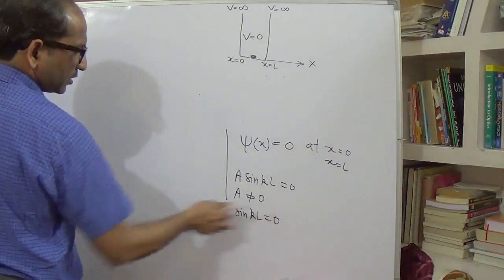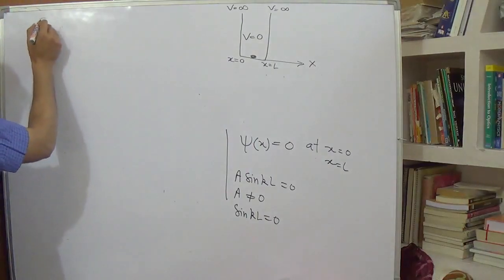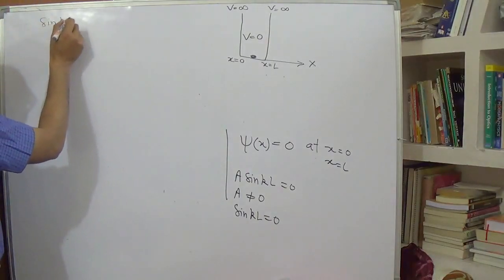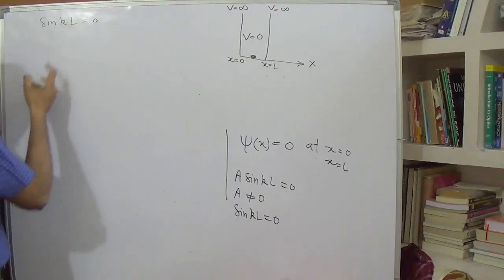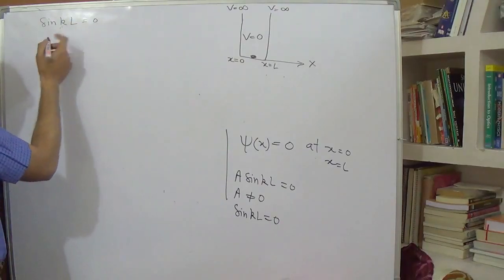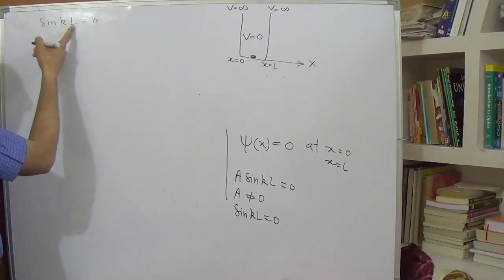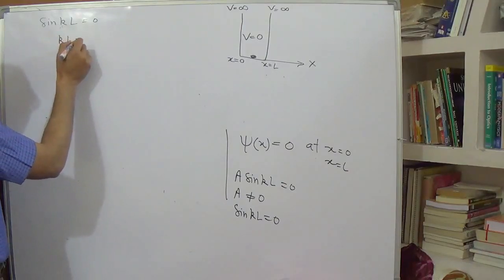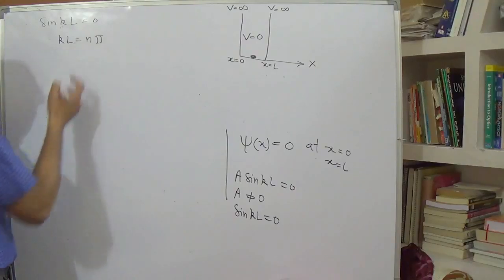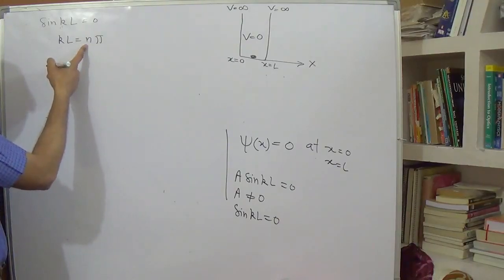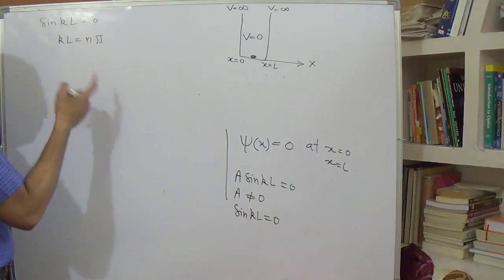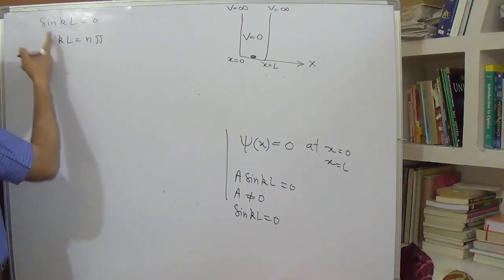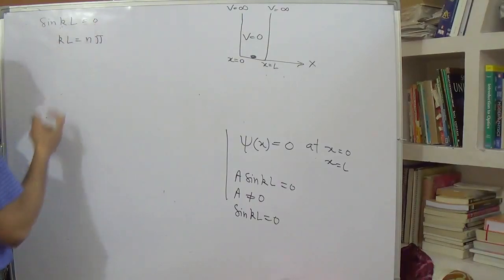Sine kl is equal to 0. This condition will be satisfied only when kl is equal to n pi. For a given value of n, 1, 2, 3 and so on, sine n pi will be equal to 0.